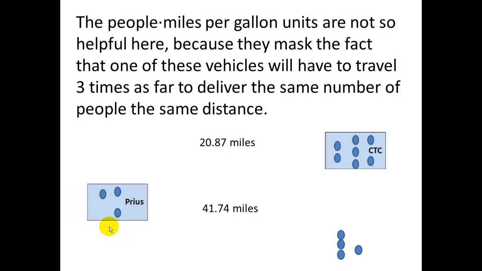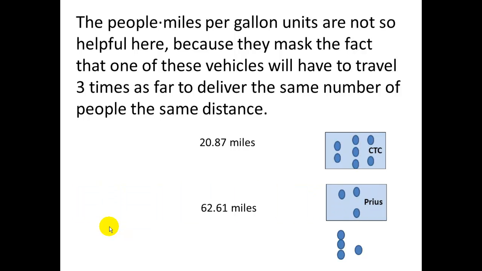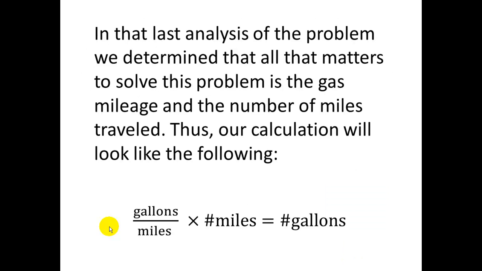Prius dropped off the 4, picked up the 2, went back. So look, the Prius had to drive 3 times as many miles. Yes, it was getting better miles per gallon, but it had to drive 3 times as many miles. That's where you might start thinking about people miles per gallon. But we're not going to use people miles per gallon in this situation because we've already determined it's just a matter of figuring out how many gallons they've used. It's a matter of how many miles and how many gallons per mile.